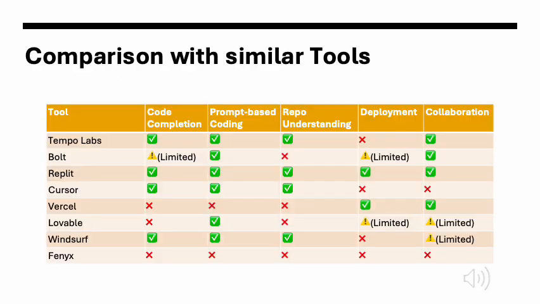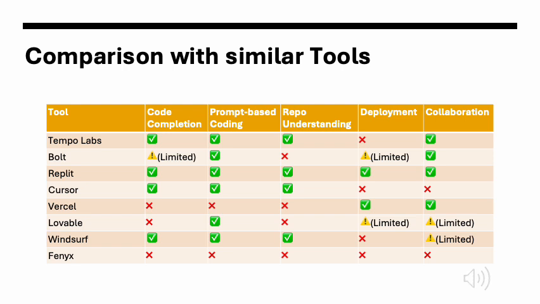We will now compare the AI code-generating tools that are out there. The first comparison, between all the tools, takes the criteria of code completion. The tools we are going to compare are Tempo Labs, Bolt, Replit, Cursor, Vercel, Lovable, Windsurf, and Phoenix. When coming to code completion, Tempo Labs, Replit, Cursor, and Windsurf are the preferable ones, while Bolt also does code completion, but with some limitations.